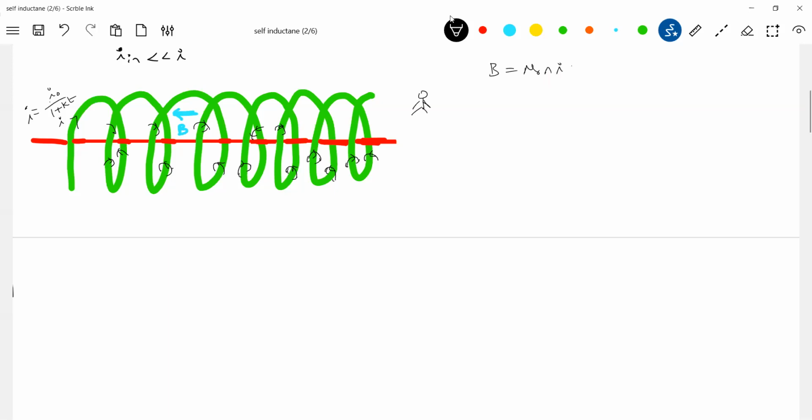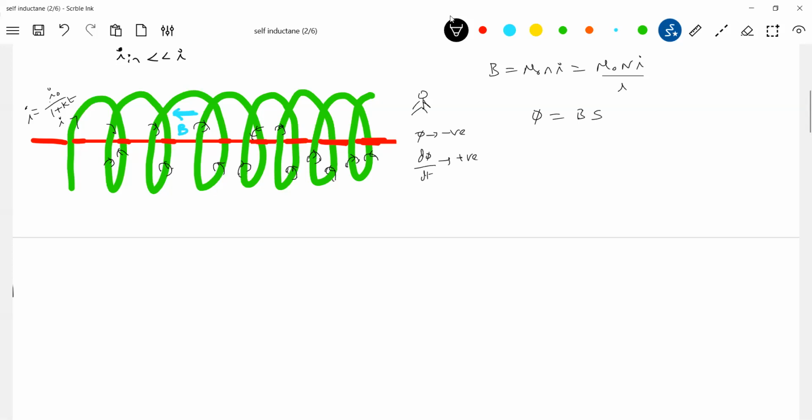I'll not write everything. So what is the total flux linking? The same formula. So what this person says, the flux is negative. Negative flux. Now what happened? It decreases. Dphi by dt should be positive because current is decreasing. If i decreases, B will decrease. Then what is the flux?